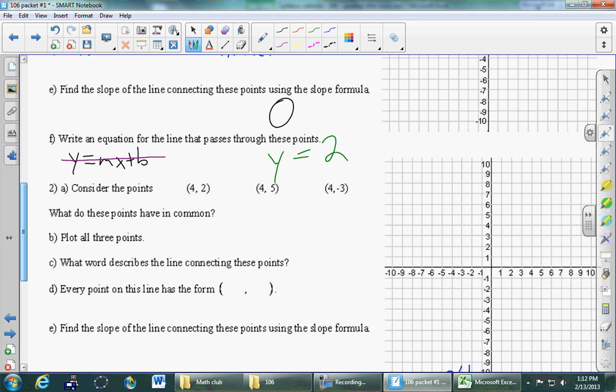Okay, can you guys take maybe about 2 or 3 minutes right now and answer all parts of number 2 with your neighbors? Check in with each other regularly.